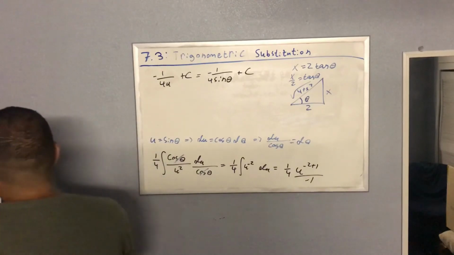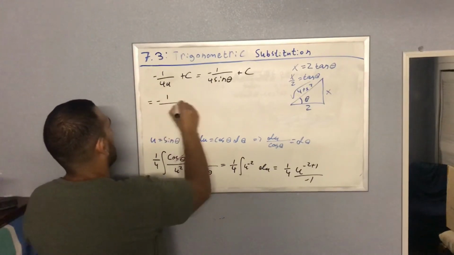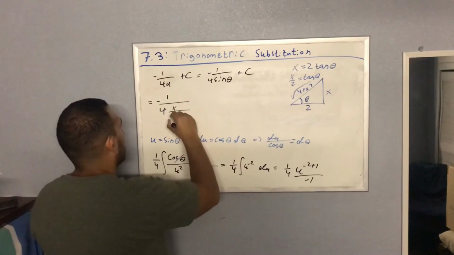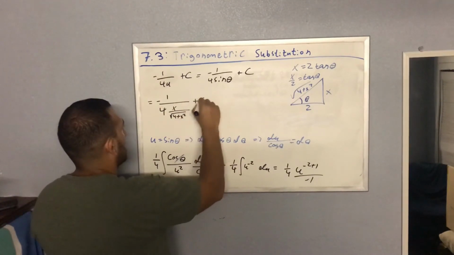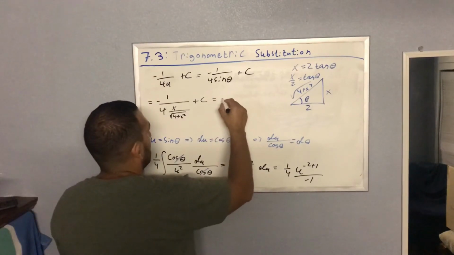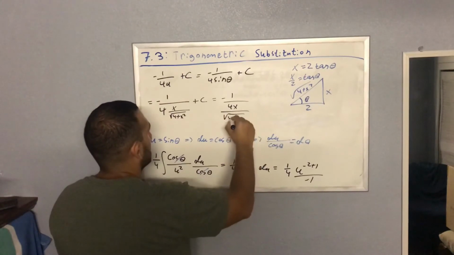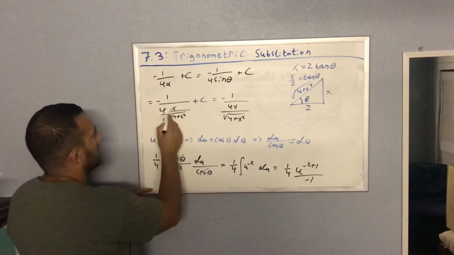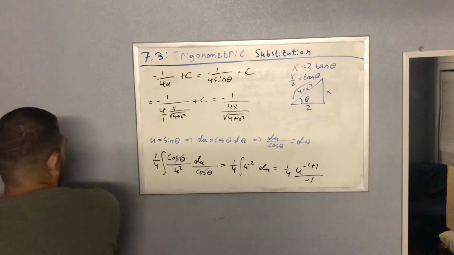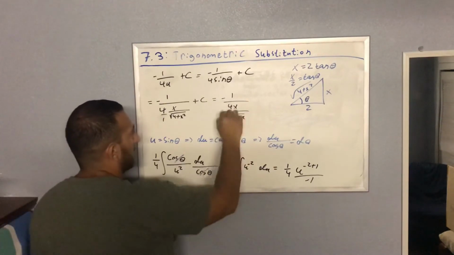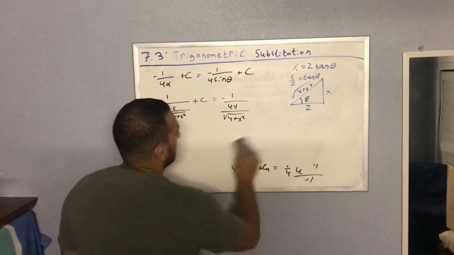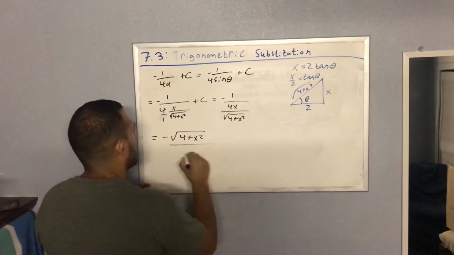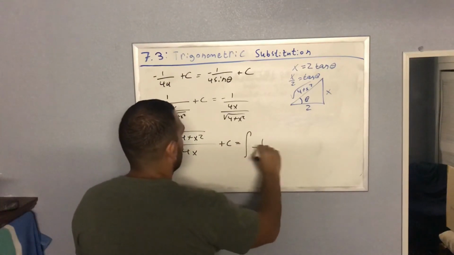And now we're in business, because now we know what sine is. So this is negative 1 over 4 times the sine of theta, which is opposite over hypotenuse, so x all over square root of 4 plus x squared, plus c. Which becomes negative 1 over 4x over this, right? Because you can think of 4 as 4 over 1. And then multiply the numerator, multiply the denominator. And then 1 over all this is the reciprocal of this. So we just flip this guy and we'll have our final answer. So this ends up being negative square root of 4 plus x squared over 4x, plus c. And that's the integral of what we started with.